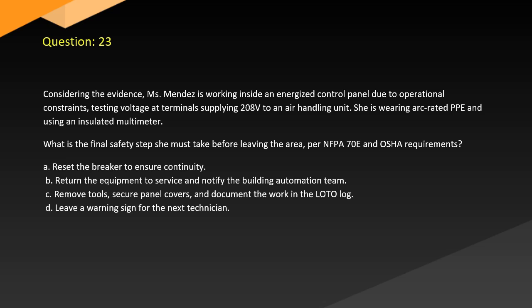A. Reset the breaker to ensure continuity. B. Return the equipment to service and notify the building automation team. C. Remove tools, secure panel covers, and document the work in the LOTO log. D. Leave a warning sign for the next technician.